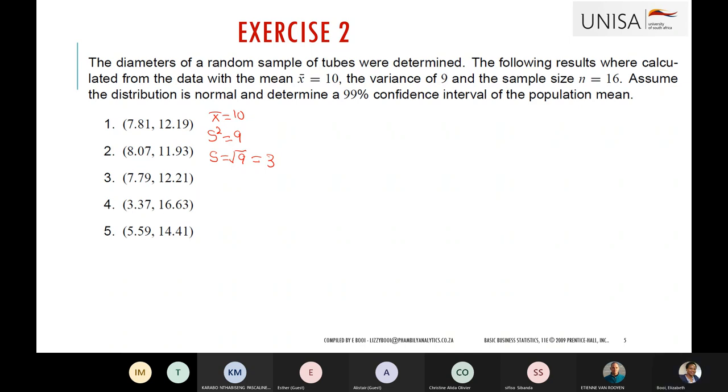What else are we given? Sample size. We're given a sample size of 16. And our confidence level of 0.99 equals 1 minus alpha. What will be the value of your alpha? Alpha will be 1 minus 0.99, which equals 0.01. Now we need to find the critical value. Z alpha divided by 2, which is Z of 0.01 divided by 2, which is Z of 0.00 what? What is Z of 0.01? Is it double zero?